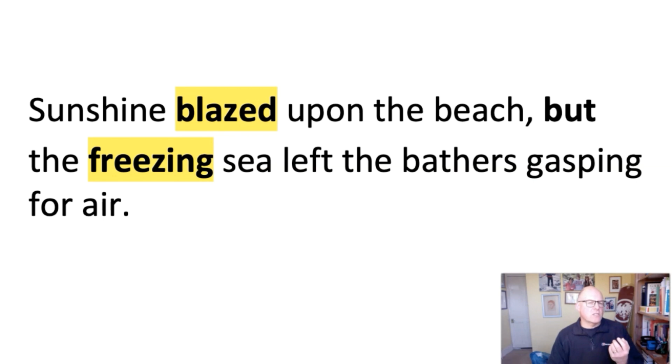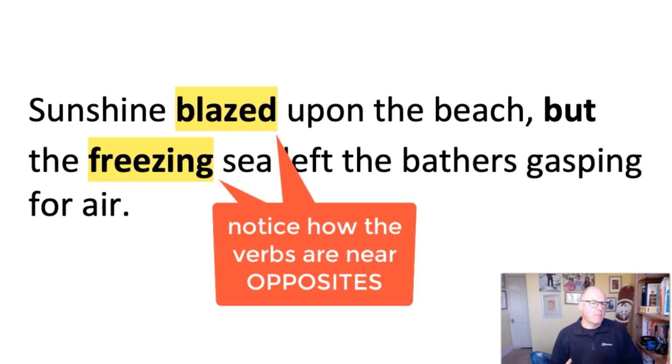In this second example, you'll see how the contrast is built around a near opposite. Sunshine blazed upon the beach, but the freezing sea left the bathers gasping for air. Again, all that detail comes from the but and then thinking of a near opposite to contrast it to.